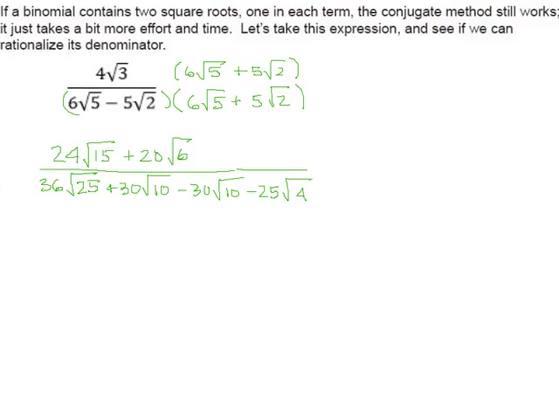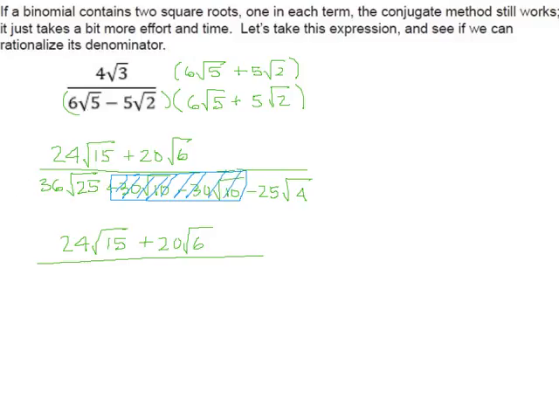Okay, can we clean any of this up? Please let us be able to clean this up. 24 root 15. Root 15 does not have any good perfect squares hiding in it, so we can't do anything to simplify that for now. Same with root 6. That isn't divisible by root 4, and all the other perfect squares are too big. So that we will have to live with. But downstairs we get some good news. 30 root 10 minus 30 root 10 cancels out. Gone.